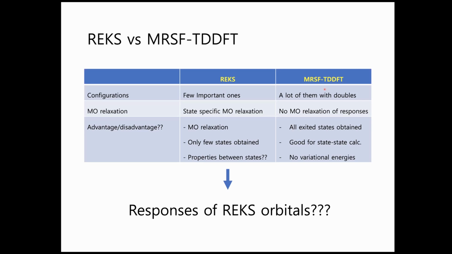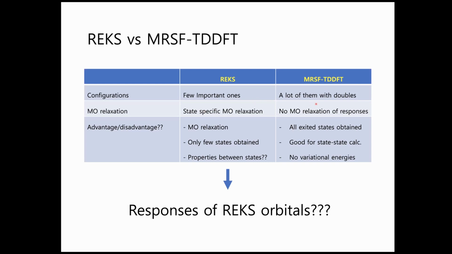More configurations is better in the sense that it's more flexible in terms of the expansion. However, in REX, on the other hand, state-specific molecular orbital relaxation is possible, which means that you can optimize ground state orbitals. Also, you can optimize excited state orbitals. So orbital relaxation is really, really important to properly describe the particular states. So his method can do the selective orbital relaxation of particular states.